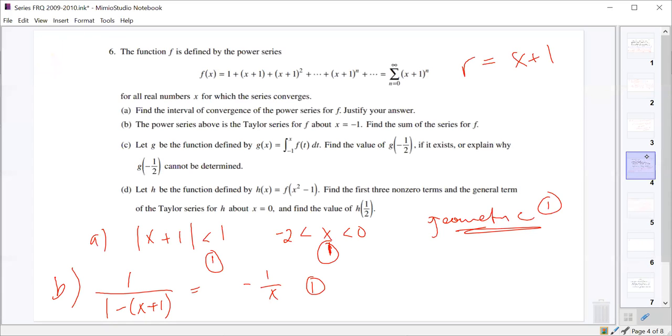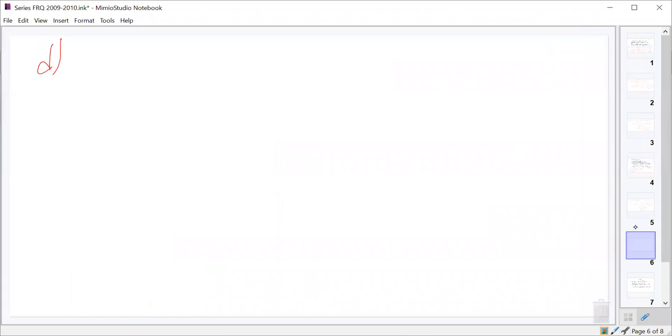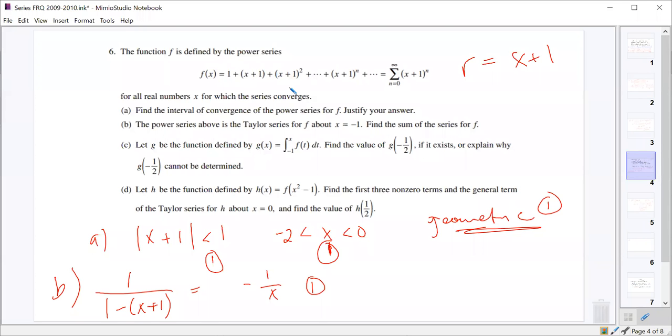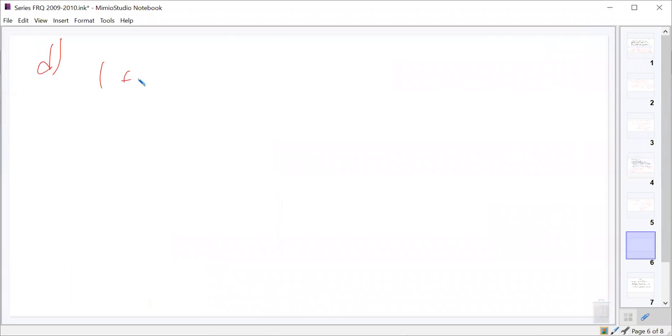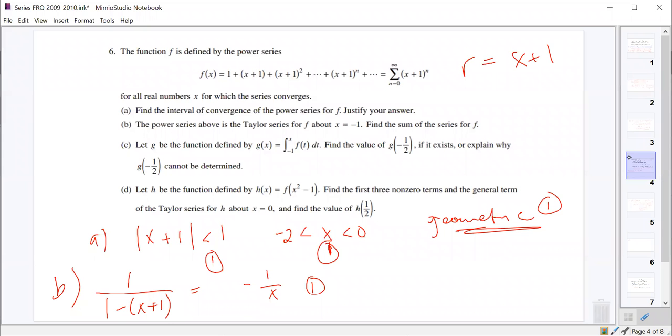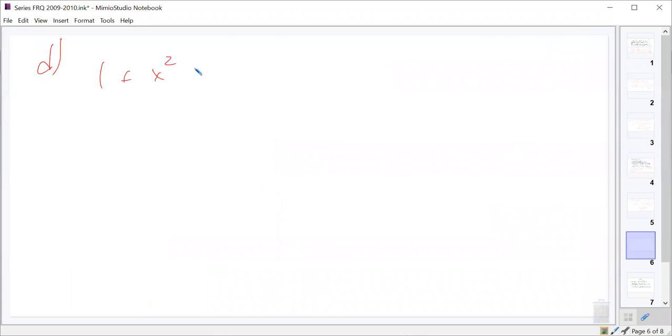Part D. h is f of x squared minus 1. Write the first 3 non-zero terms and the general term. So what's our first term going to be? First term should still be 1. Second term should be x plus 1, so we're going to replace the x plus 1 with x squared minus 1. So just x squared. Third term should be x squared squared, so x to the 4th.